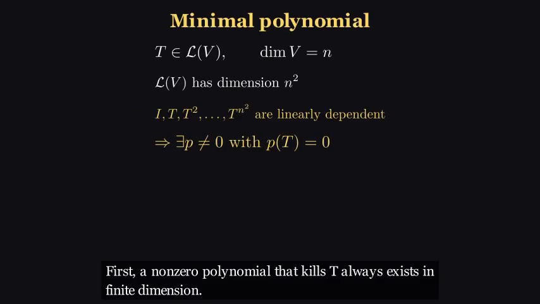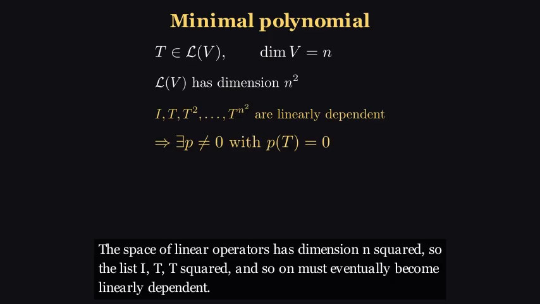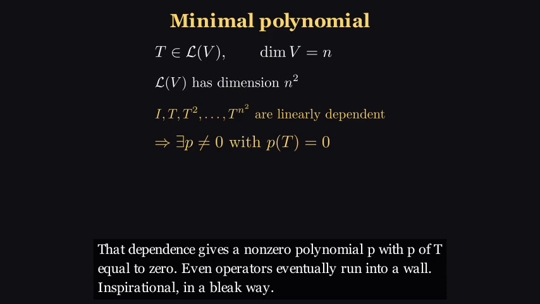First, a non-zero polynomial that kills T always exists in finite dimension. The space of linear operators has dimension n squared, so the list I, T, T squared, and so on must eventually become linearly dependent. That dependence gives a non-zero polynomial p with p of T equal to 0. Even operators eventually run into a wall. Inspirational. In a bleak way.